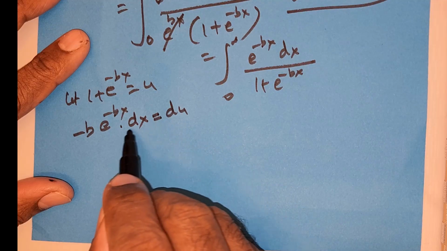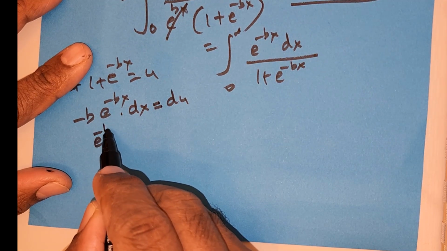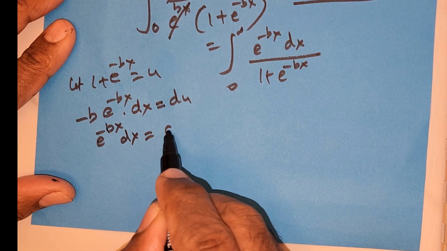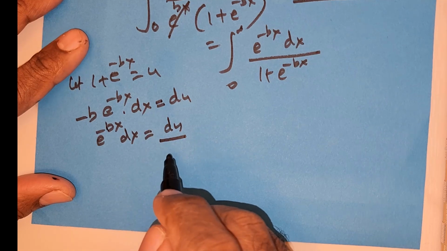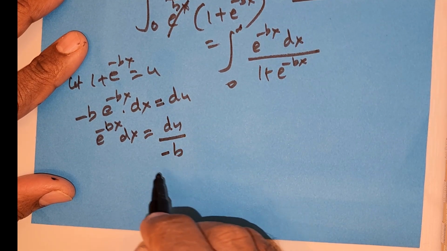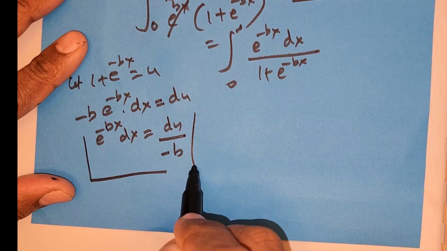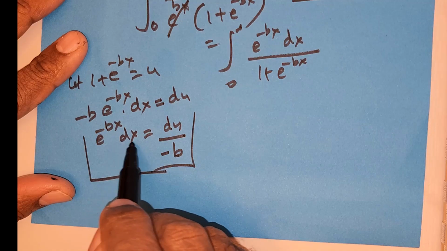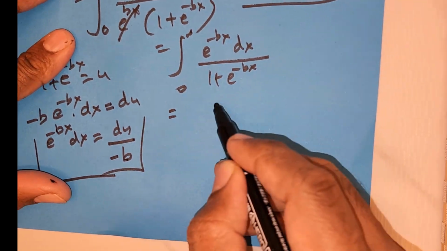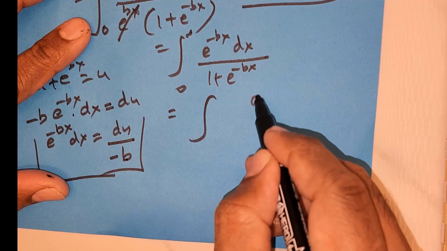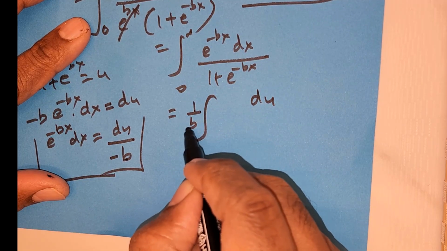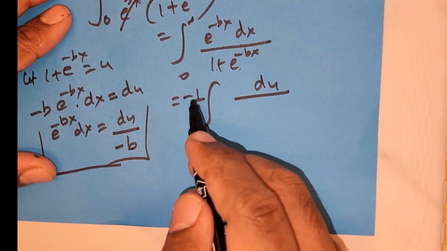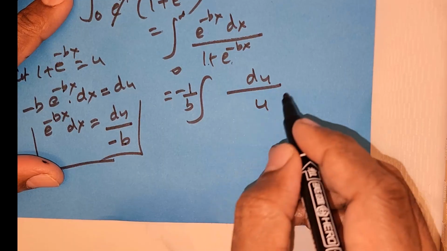So in place of e raised to the power of negative bx times dx, I can substitute du over negative b, right? I need to push this b down. So this would be the substitution. So integral du over 1 over b with a negative sign divided by 1 positive e raised to the power of negative bx, that's going to be u. Now but we need to set the limits.